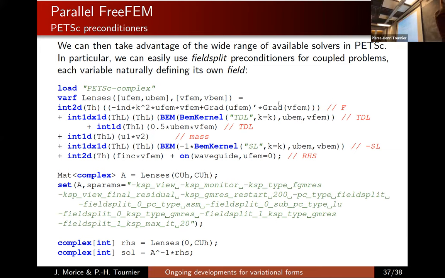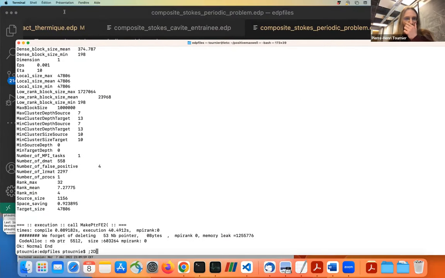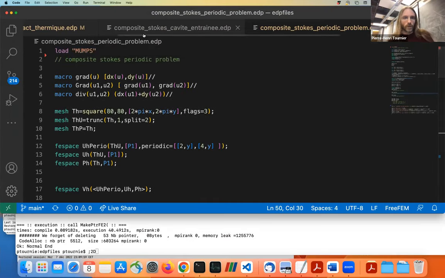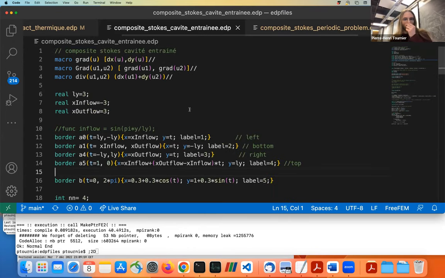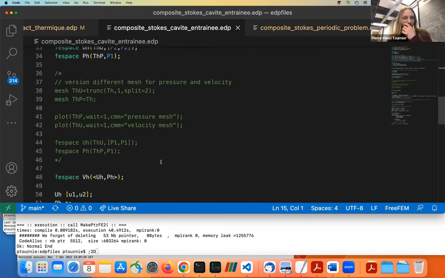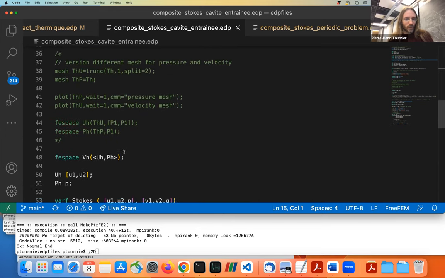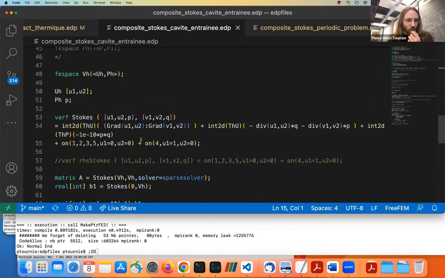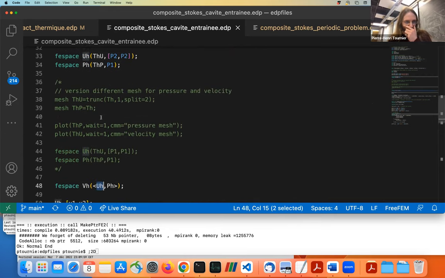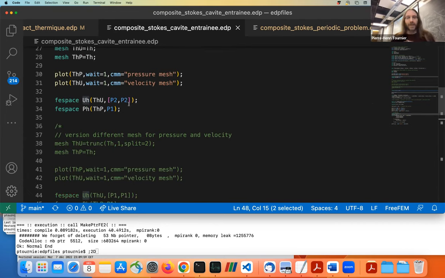Okay, so now I will actually show you on the examples Jacques showed just before, to keep it simple. So for example, let's take, I think we didn't show this one, the driven cavity. For Stokes, this is another Stokes example, which uses the composite finite element spaces that Jacques showed. And so basically here, where is it? Yeah, so you have a UH, which is, oh, you put P2, okay.